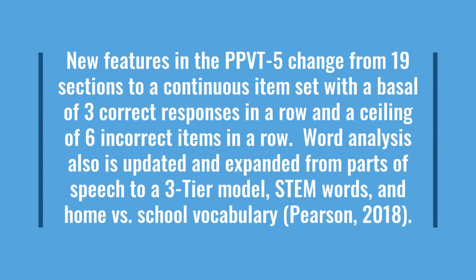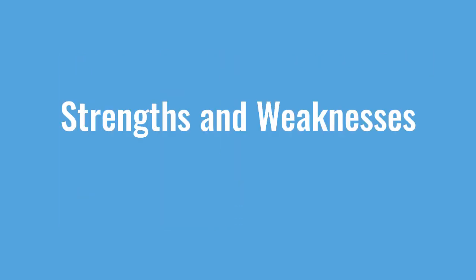Although I did not review the PPVT-5, there have been several changes. It changes from 19 sections to a continuous item set with a basal of 3 correct answers in a row and a ceiling of 6 incorrect items in a row. Word analysis is also updated and expanded from parts of speech to a 3-tier model. They use STEM words and home versus school vocabulary.